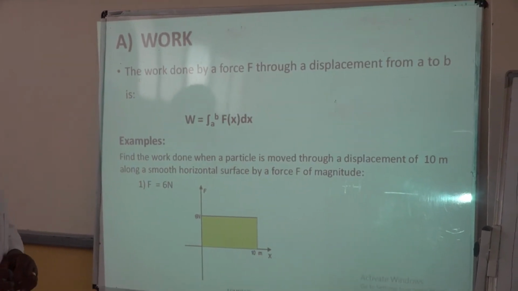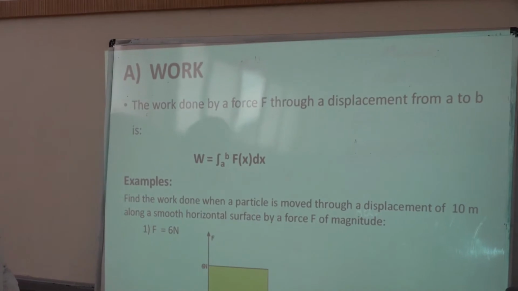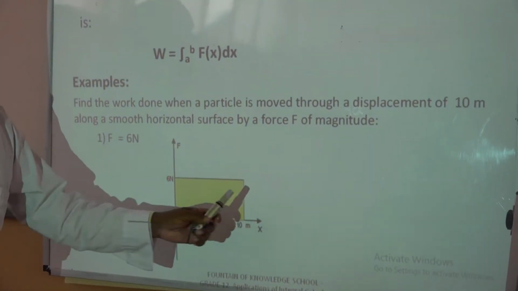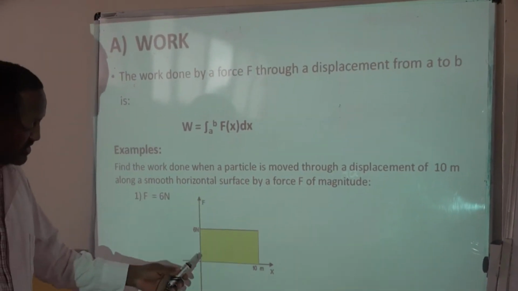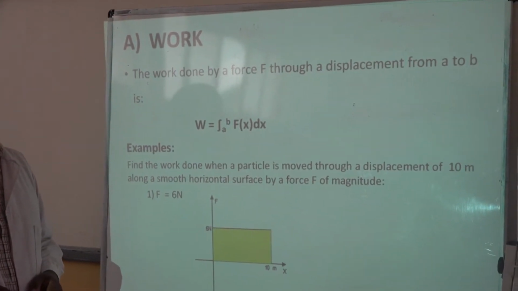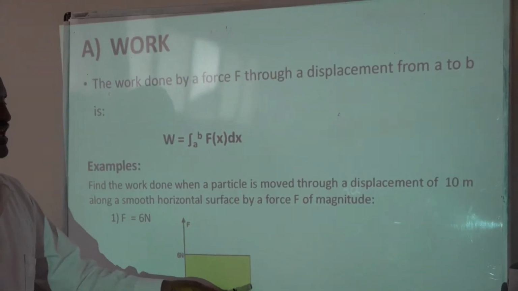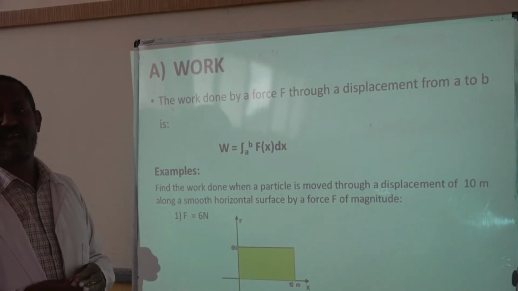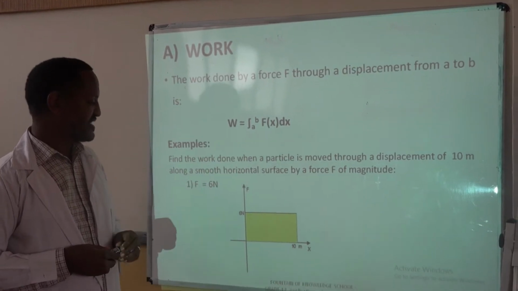As you know, in your physics, work done is nothing but the area determined by the force versus displacement graph. In a force versus displacement graph, area always represents work done. And as we know, area is nothing but the integral from a to b of f of x dx. Therefore, work done can be defined as the integral from a to b of f of x dx.